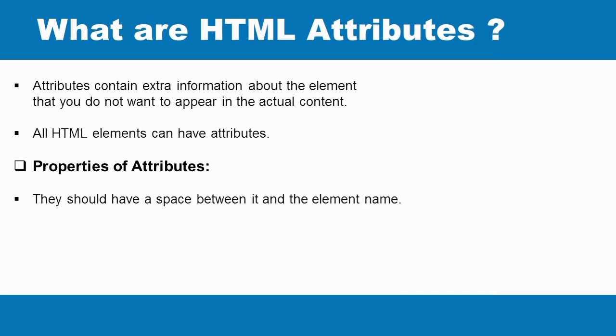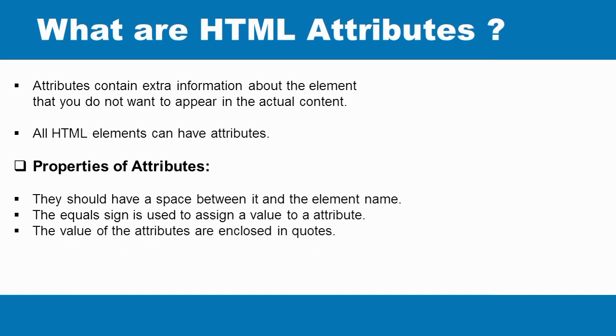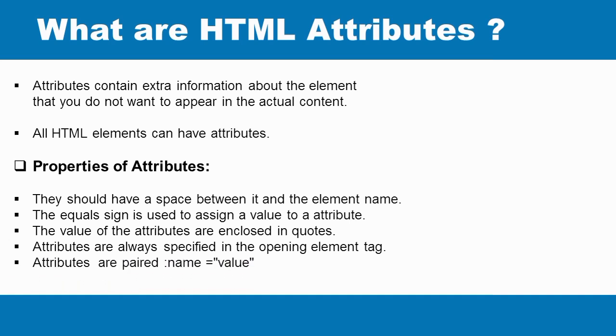The equals to sign is used to assign a value to an attribute. The value of the attributes are enclosed in quotes. Attributes are always specified in the opening element tag. Attributes are paired. That means they will have a name and they will also have a value.